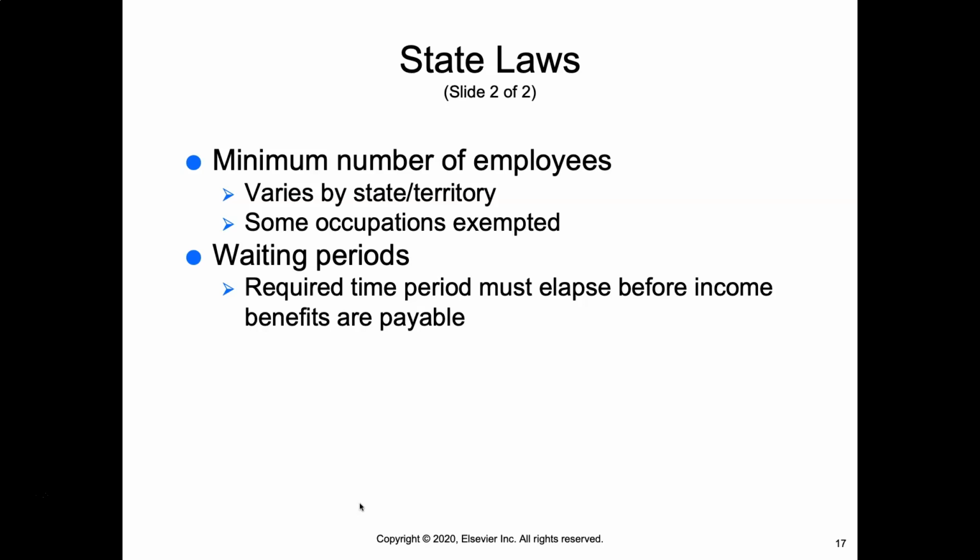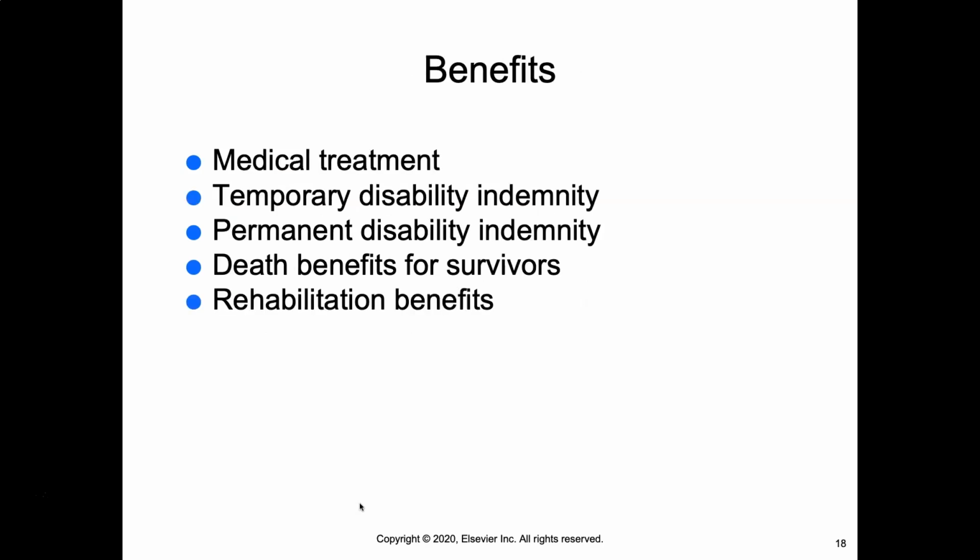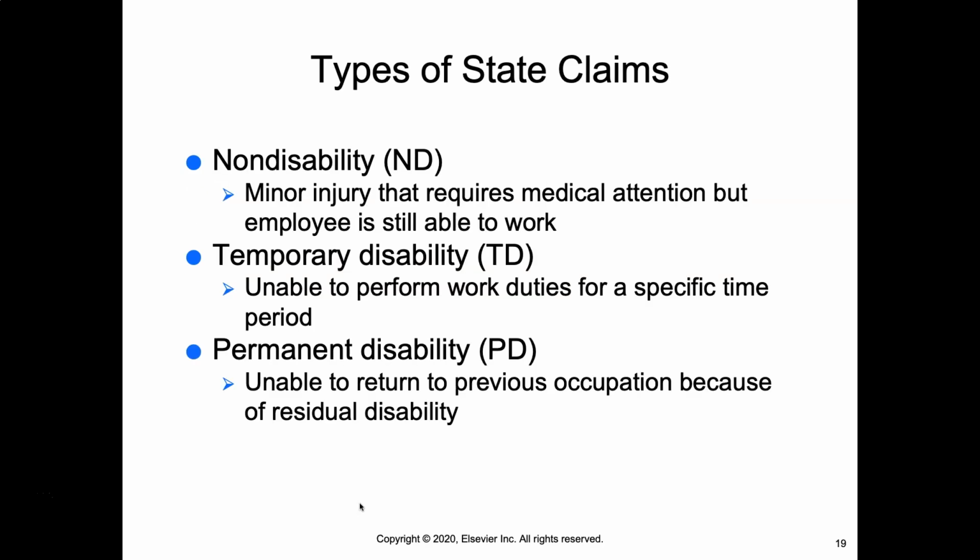And there are waiting periods, and they do vary again by state, but there is a required time period that has to elapse before income benefits are payable. Sometimes that can be 6 months. Sometimes it can be a year. Sometimes it can be 3 months. It's just interesting to look up that information if that's a situation that you might be dealing with. Benefits are to cover medical treatment, temporary disability indemnity, permanent disability indemnity, death benefits for survivors, and rehabilitation benefits. That's all to be part of it.